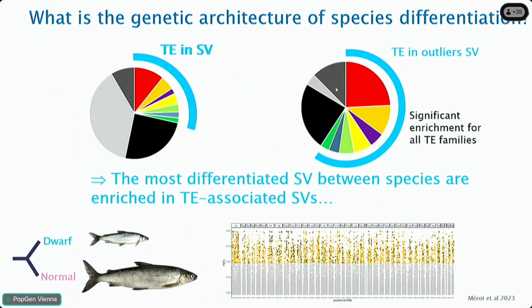So what could that mean? Of course, there could be some technical artifacts. We've tried to control for this, but I always have some doubt in the back of my mind. But one biological explanation could be that during the time of allopatry, or because of isolation between the two species, not the same TEs have been active, or maybe the same family of TE, but not at the same place. And that's why we see such structural polymorphism in TE.